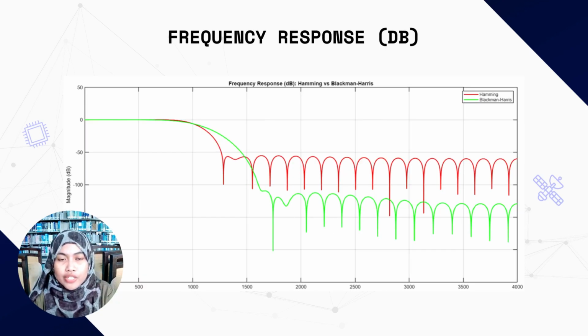The second graph is the frequency response in dB. It compares the frequency response of the Hamming and Blackman-Harris windows. Discuss their behavior in terms of magnitude and how they affect signal processing. It shows the difference in the steepness of the roll-off and the attenuation in the passband, which determines the filtering efficiency and quality of the result.